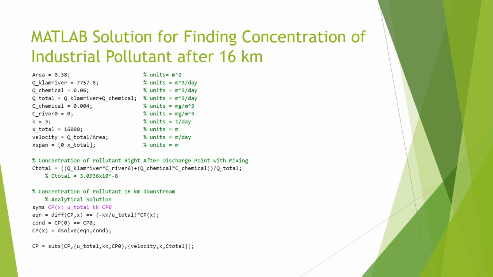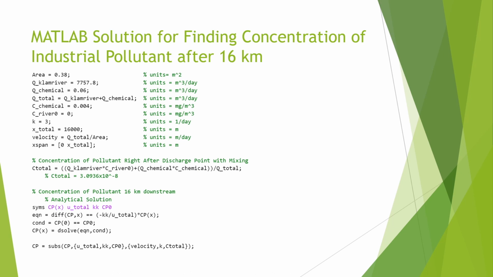So this is the MATLAB solution for finding the concentration of the industrial pollutant after 16 kilometers, which is as it spans the entire river length. The first step was to define the different variables for the situation. The area is the same as the last time, and so is the volumetric flow rate of the river, and we added the volumetric flow rate of the chemical pollutant.